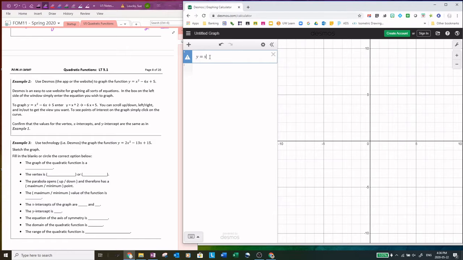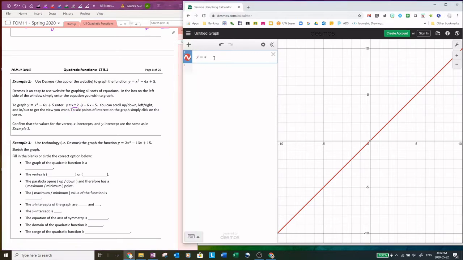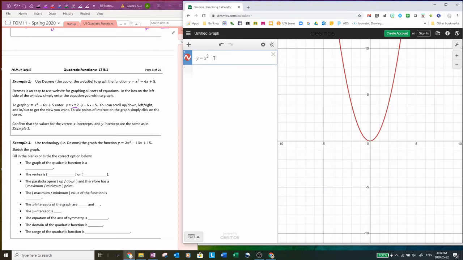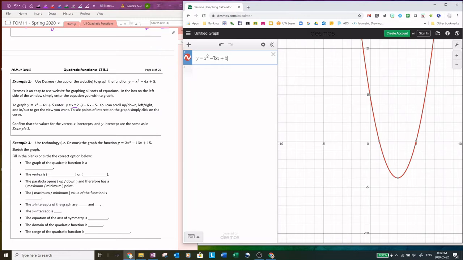So I'm just going to type in this equation that I've been asked to graph, which is y = x. And then to get the squared, I have to put the hat, it's the hat button or the caret. So it's x, which is shift 6, squared, minus 6x plus 5. Hey, look, it did the parabola for me. Isn't that beautiful? And we're going to confirm.